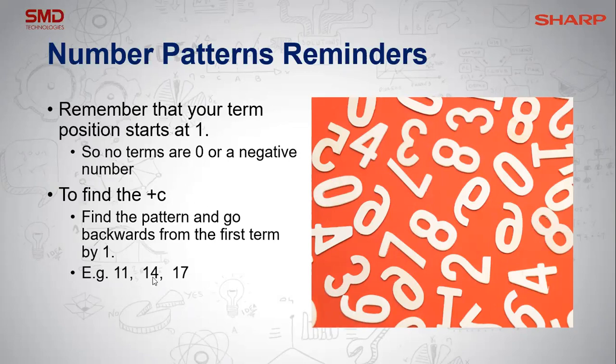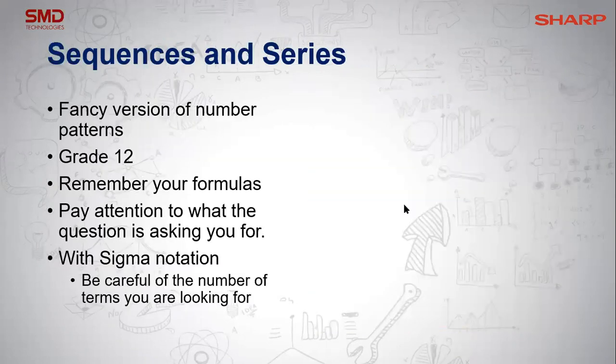And then to find your C, you can also go backwards when you have a common difference. So here we have 17, 14, and 11. If we go backwards, we subtract 3. So 11 minus 3 will give me 8, and my plus C will be 8 on my pattern.